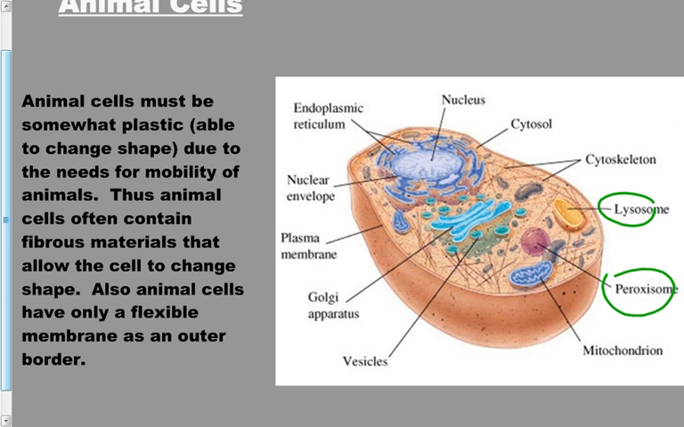Another thing that's actually not on this diagram that animal cells have that plant cells don't are centrioles. They have to do with cell division. We'll talk about them in more detail later, but just so you know, that's another difference. Animal cells are going to have those. Plant cells don't. The reason, again, has to do with the fact that animal cells can change shape.